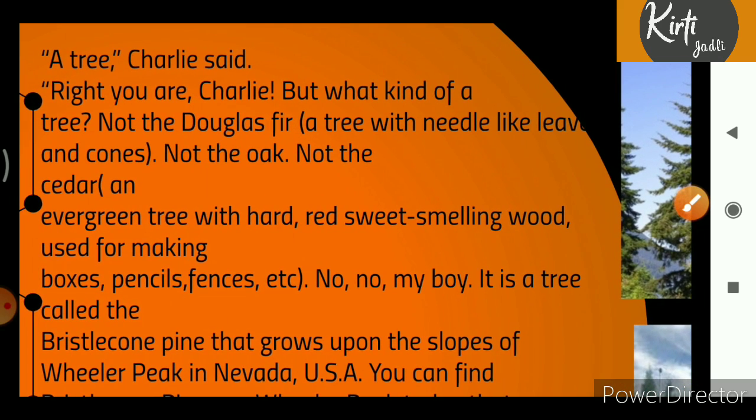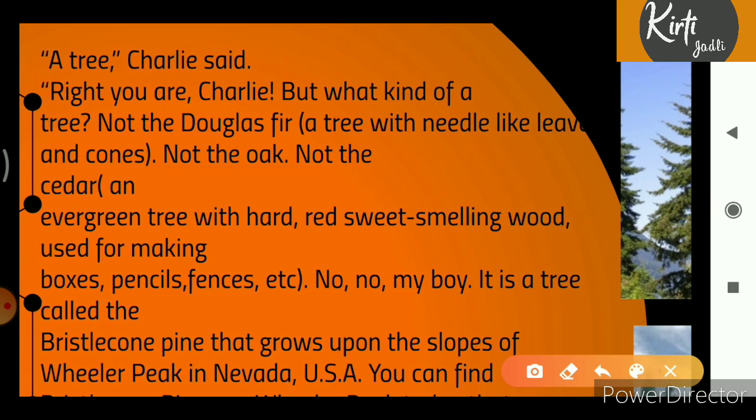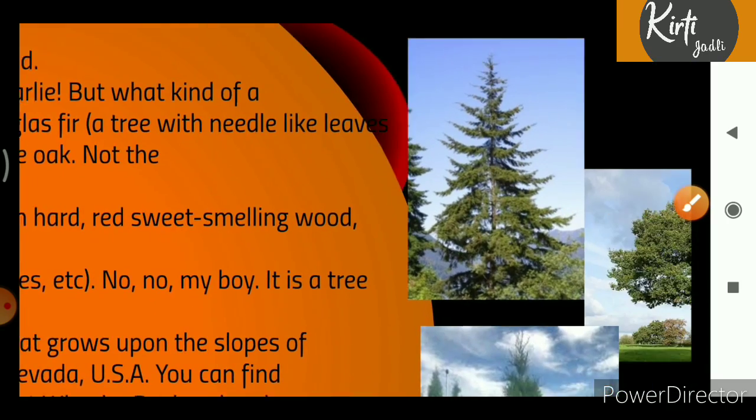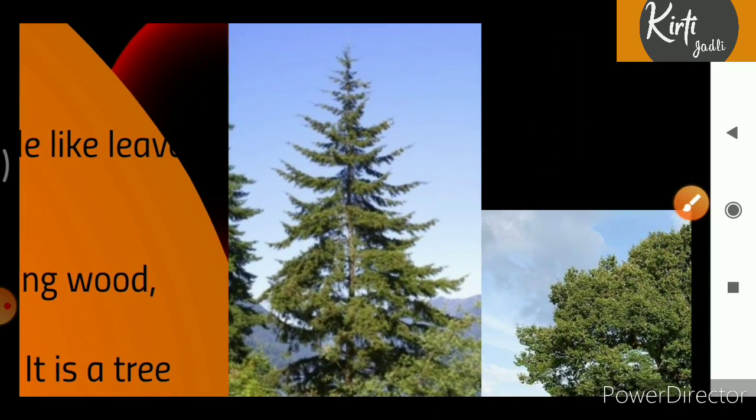Not the Douglas fir, not the oak, not the cedar. No, no, my boy. It is a tree called the bristlecone pine that grows upon the slopes of Wheeler Peak in Nevada, USA. So basically, he has named different trees here. That is the Douglas fir. Douglas fir is a tree which has leaves like needles, like this. You can see it here in the picture as well. This is how a fir tree looks. It has needle-like leaves.